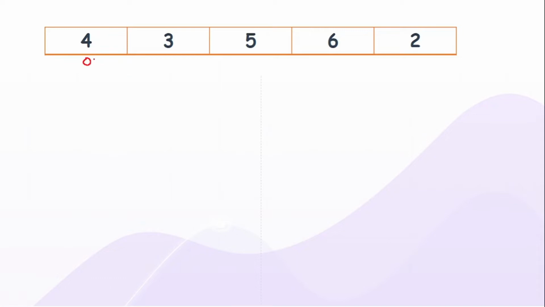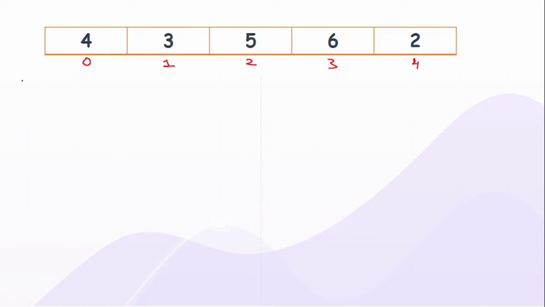So 4 is present at index 0. 3 will be present at index 1, then 2, 3 and 4. In bubble sort, what we do is we start with the first number and we compare the first number with the second number in the list. Since we are sorting the list in ascending order, if the second number in the list is smaller than the first number in the list, we swap the two numbers, and like this we move forward in the list.